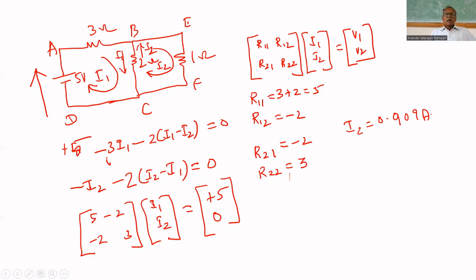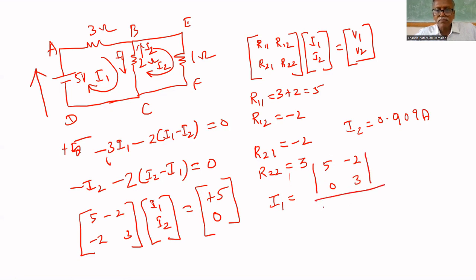Suppose a 3 by 3 matrix, not 4 by 4, 3 by 3 matrix. How to find I2? Suppose I want to find I1 also. I1 equal to what? I1 equal to the determinant of this matrix, where for I1 the first column is replaced by the right hand side: 5, 0, minus 2, 3.